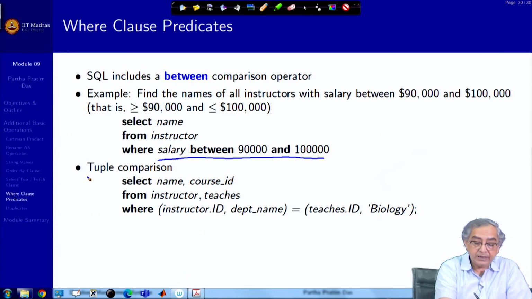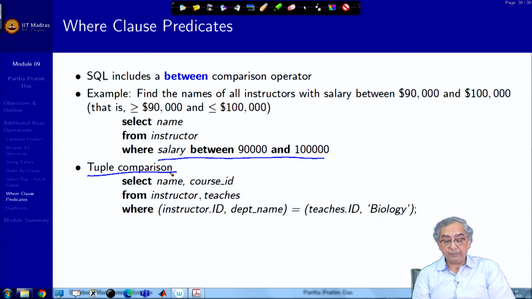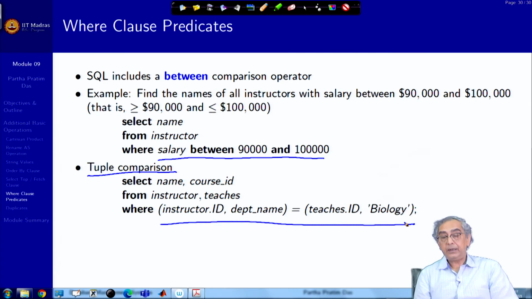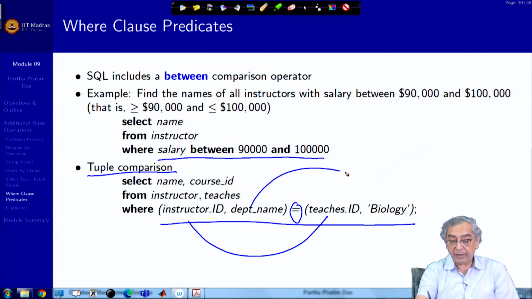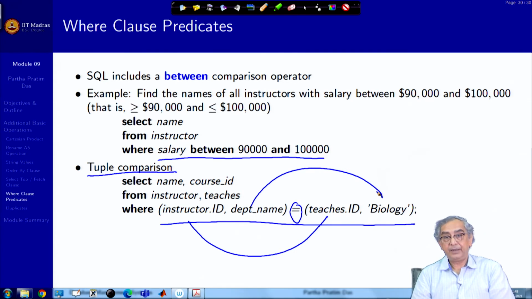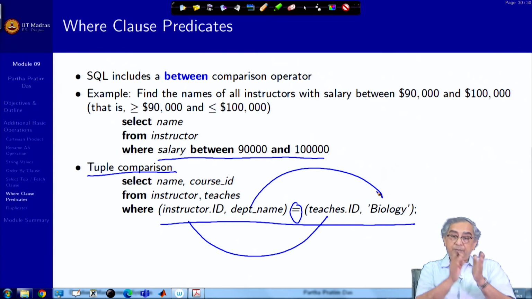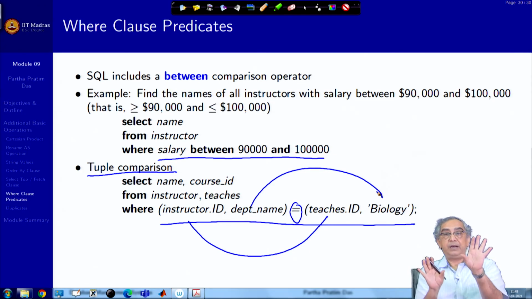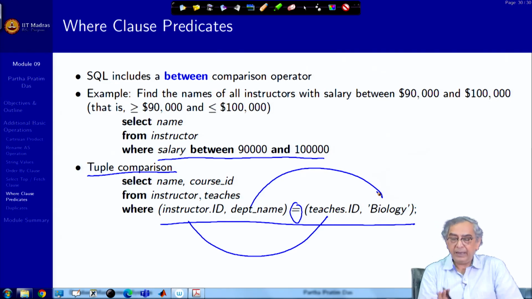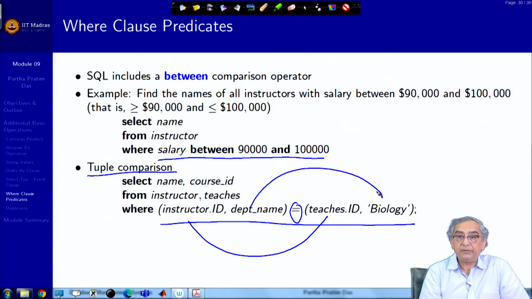The other convenience in the where clause is tuple comparison, where you can write the comparison, if of course the comparison is the same, like this, which means that instructor ID is equal to teacher ID and department name equal to biology. This is a more compact way of saying that this pair has to be equal with this pair. Typically used for equality, it can be used for others, but it is not very meaningful.